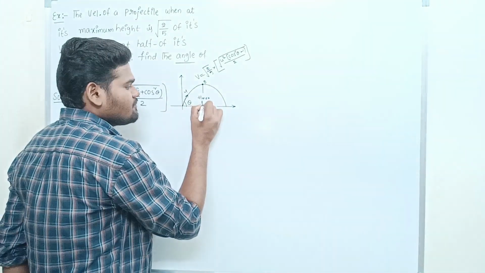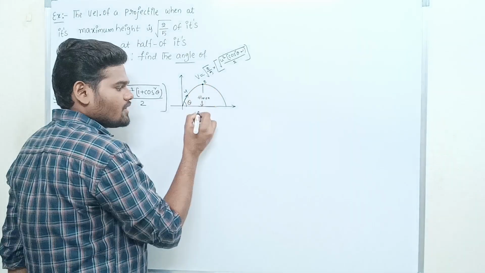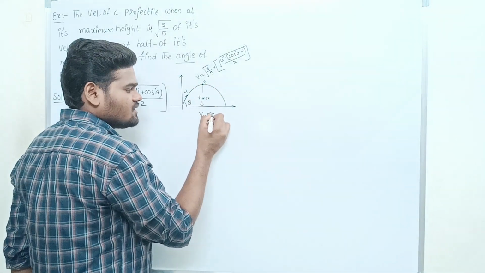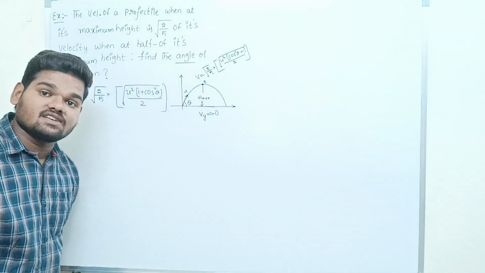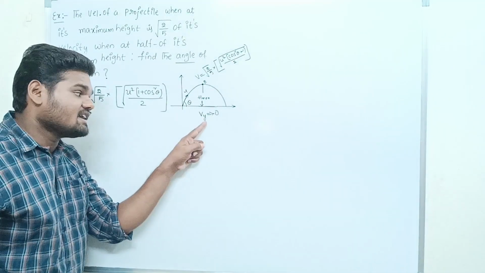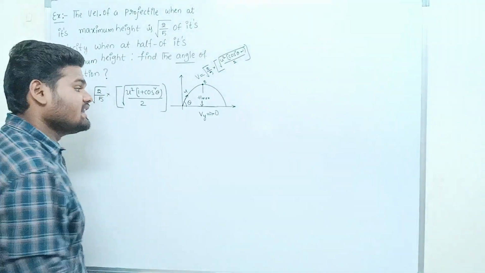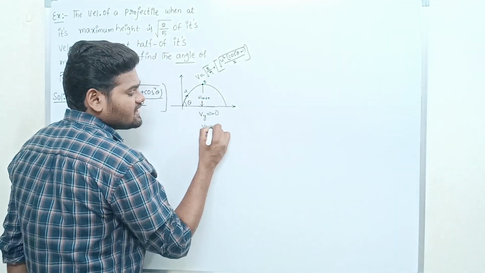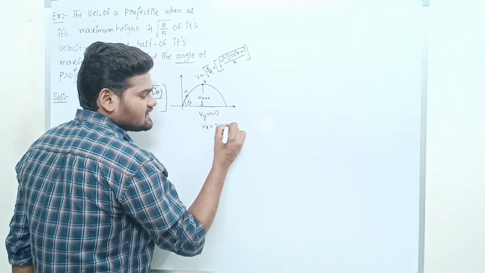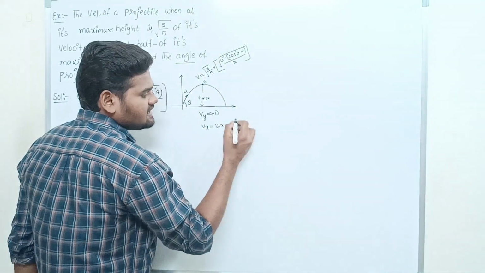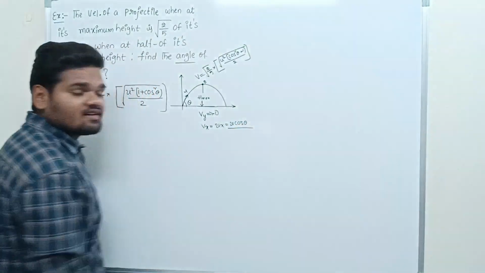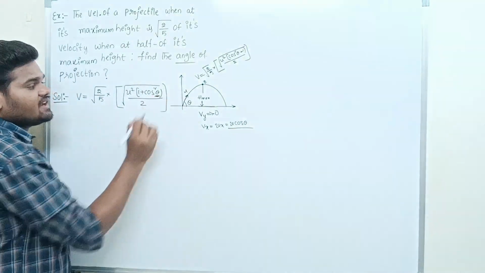Have a look at the maximum height, point B. What is the final velocity of the object? Vy is equal to 0. The final vertical velocity component along the y direction is 0. And Vx is always equal to Ux, that is u cos theta. What we have to find is theta here.